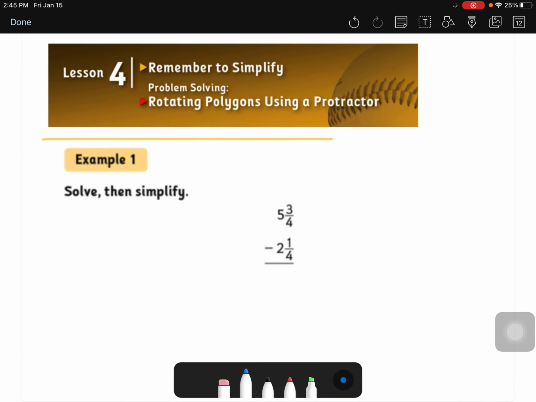Okay, so solve and simplify, so some more of this. If we subtract, 5 minus 2 is 3. 3/4 minus 1/4 is 2/4. And I can simplify that by dividing by 2. So my final answer, 3 and 1/2.